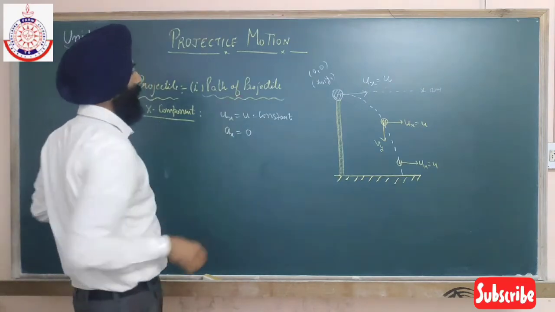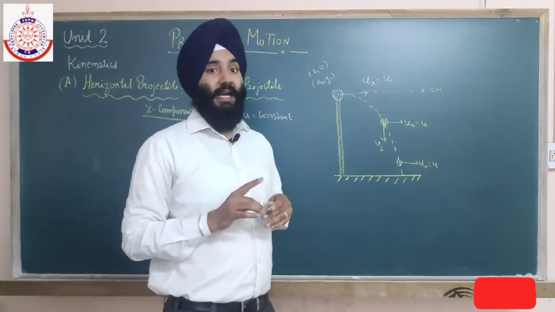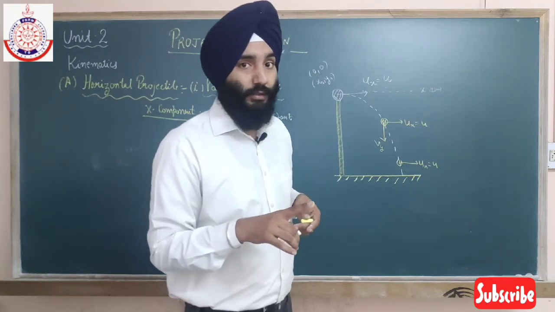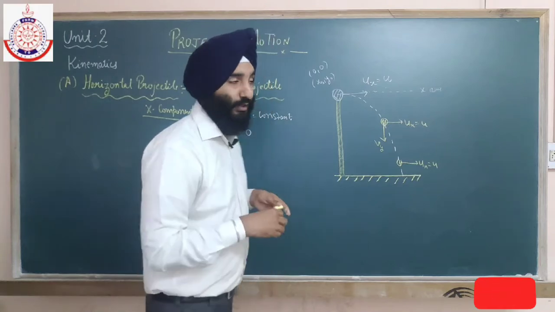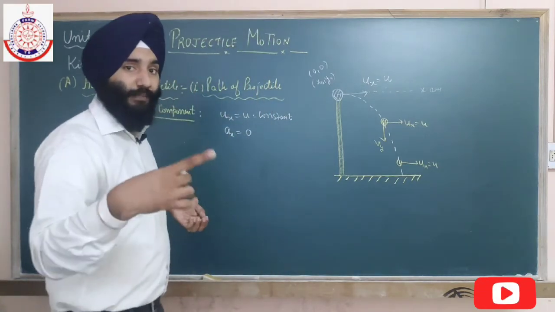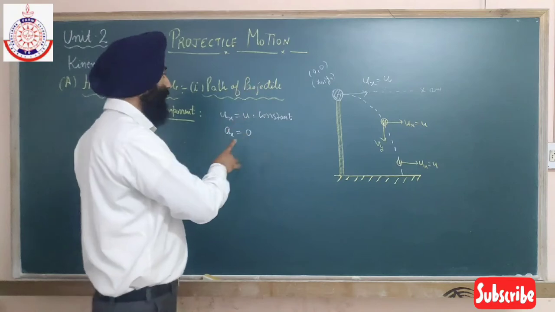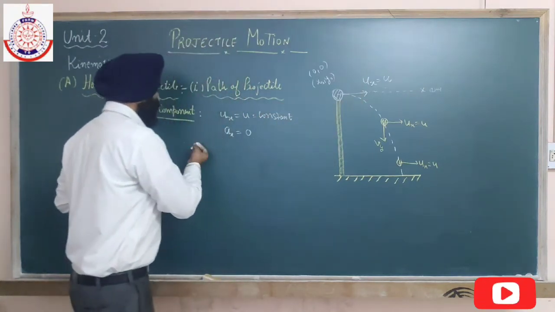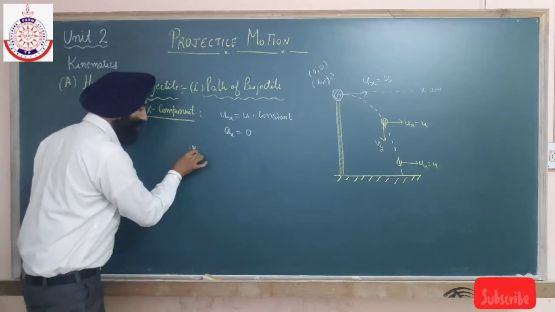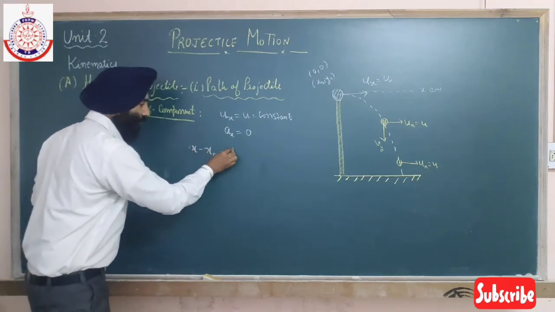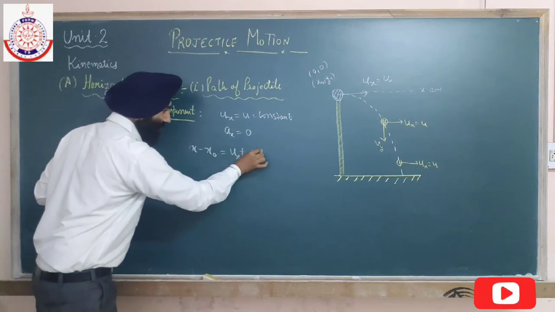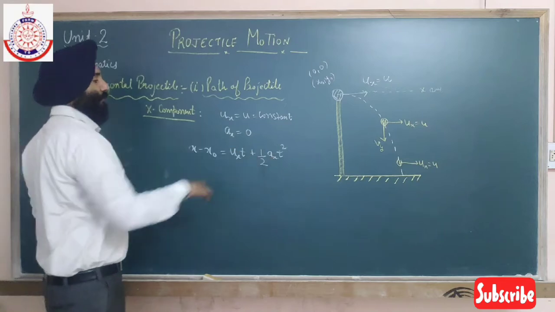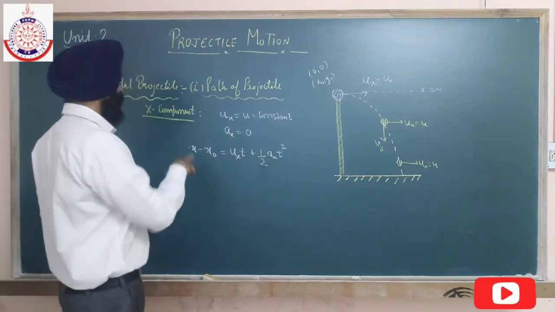So I have to calculate the path. It means we have to calculate the distance. And you know, for distance, which type of equation of motion am I using? Second equation of motion. Second equation of motion is s equals ut plus half at square. Clear? But I have to write that second equation of motion in terms of the x component. So distance final minus initial equals uxt plus half ax t square. So this is the equation of motion along the x-axis for the x component.